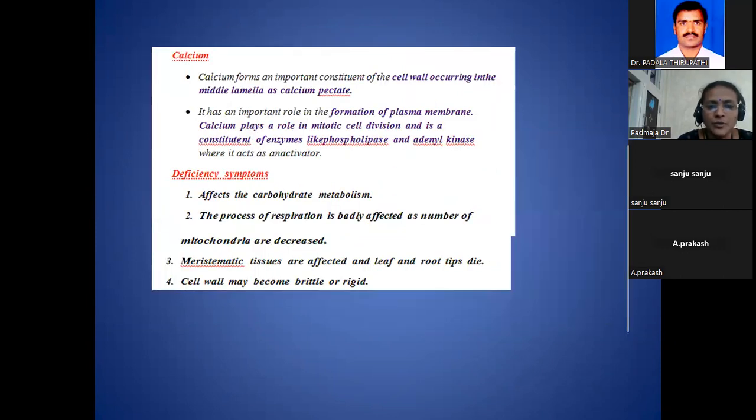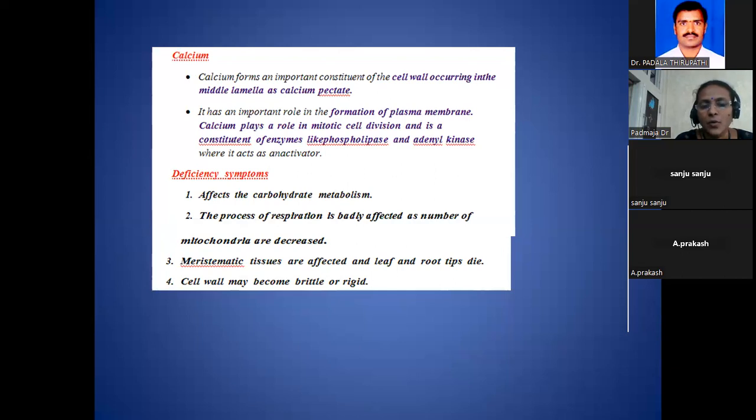And calcium. Calcium forms an important constituent of the cell wall. If you see the difference between a plant cell and an animal cell, the animal cell does not have a cell wall, but in a plant cell, the cell wall is present. The cell wall is made up of primary, secondary, and the middle lamella. The middle lamella constitutes calcium pectates, and it has an important role in the formation of the plasma membrane.